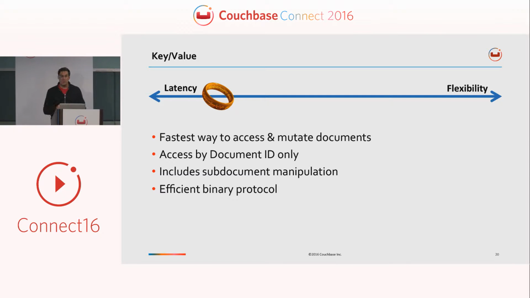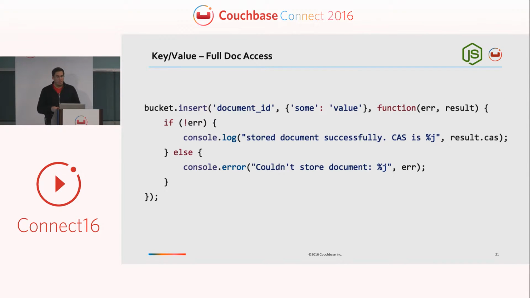Again, since Server 4.5, it also includes SubDocument manipulation, which cuts down even more network traffic. So here's an example in Node.js of how you can do key-value access. Very similar to the slide that we've seen before. Here we do an insert. Now, insert is similar to upsert. The only difference is that if you do an upsert, it will always override a document which would already exist. In the insert case, it would fail saying the document already exists, right?